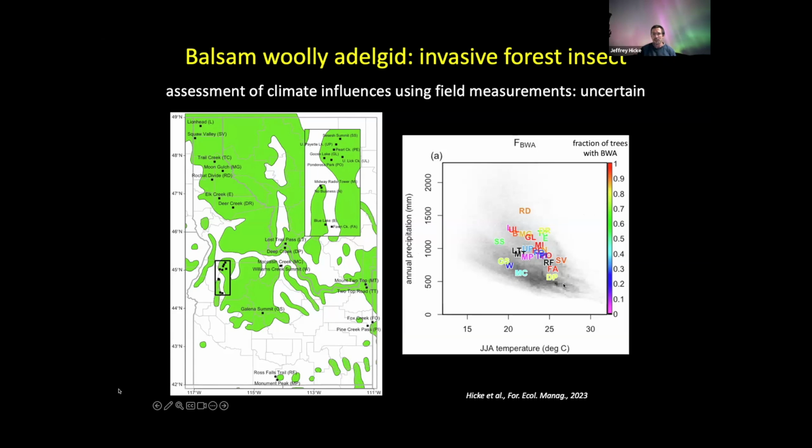You can see there's really no relationship. There's balsam woolly adelgid at warmer, wetter, warmer, drier, and so on, all the different areas. We also tested the climate risk index that I mentioned in the previous slide, finding no correlation. So we're really uncertain about what the climate influence is. There should be an influence, we think, but at least with these data, it was hard to pull out.